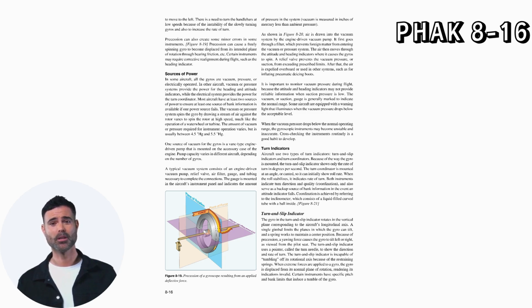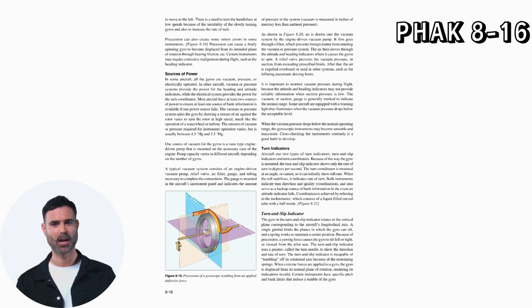It is important to monitor vacuum pressure during flight because the attitude and heading indicators may not provide reliable information when suction pressure is low. The vacuum, or suction, gauge is generally marked to indicate the normal range. Some aircraft are equipped with a warning light that illuminates when the vacuum pressure drops below the acceptable level. When the vacuum pressure drops below the normal operating range, the gyroscopic instruments may become unstable and inaccurate. Cross-checking the instruments routinely is a good habit to develop.